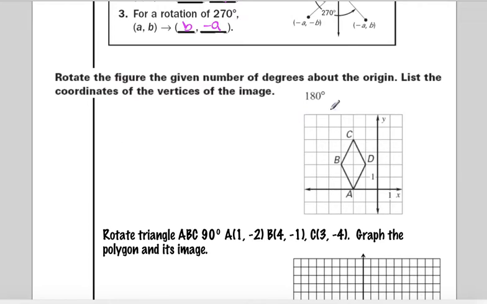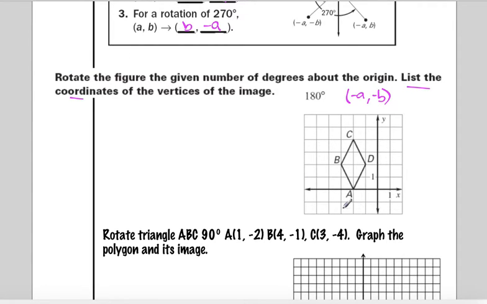So like here, they want us to do 180. So I might write to myself a note that I want to do negative a, negative b, to remind myself about what rule I was going to use. It says to rotate the figure the given number of degrees about the origin, list the coordinates of the vertices of the image. So we are going to list the coordinates. These will not fit in this graph, so we're not actually going to graph them. We're just going to list the coordinates for this one.